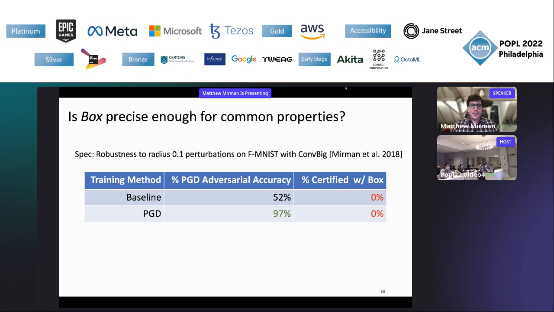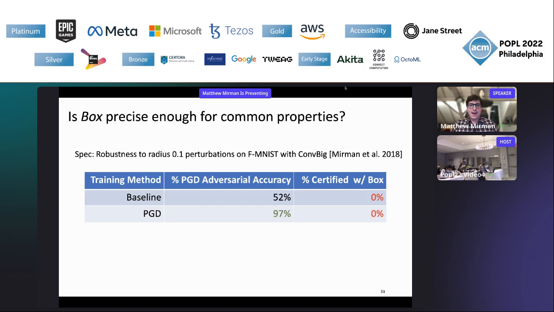Just because PGD wasn't able to find an attack in 50% of the cases doesn't mean there wasn't a stronger attack. However, when we train with PGD, we find that the PGD adversarial accuracy goes up to 97%, which is really good. And it's pretty commonly accepted that PGD is in fact a quite strong defense technique for training, and it is likely that the network is actually robust. But in this case, we cannot certify that it's robust.